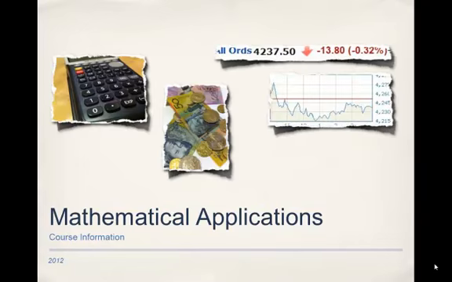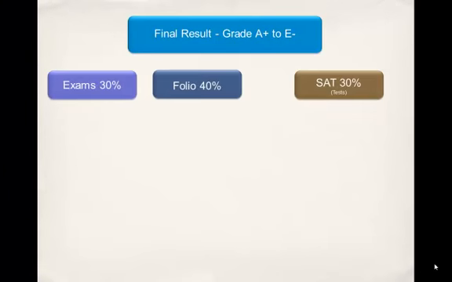Okay, this is the introduction to Maths Apps for 2012, and we're just running through the stuff that we did in class as well. As you know, the course is graded A+ to E at the end of the year, and it's made up of 3 components: exams, folio, and SATs, which are tests. Now, in the first semester, you have 2 tests of stats and 1 test of shares, because the 2 topics we do are statistics and share investments.